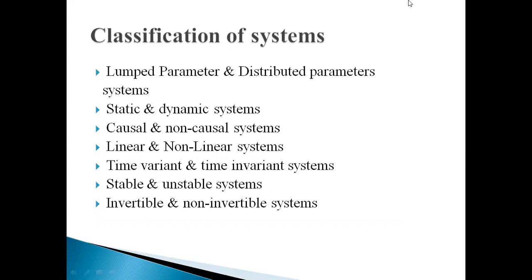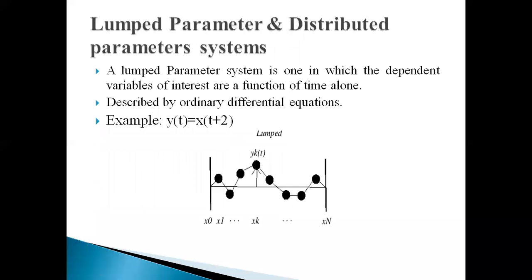Next point is classification of systems. Systems are classified into different classes shown in this slide. We will study them one by one in detail. First one is lumped parameter and distributed parameter systems.